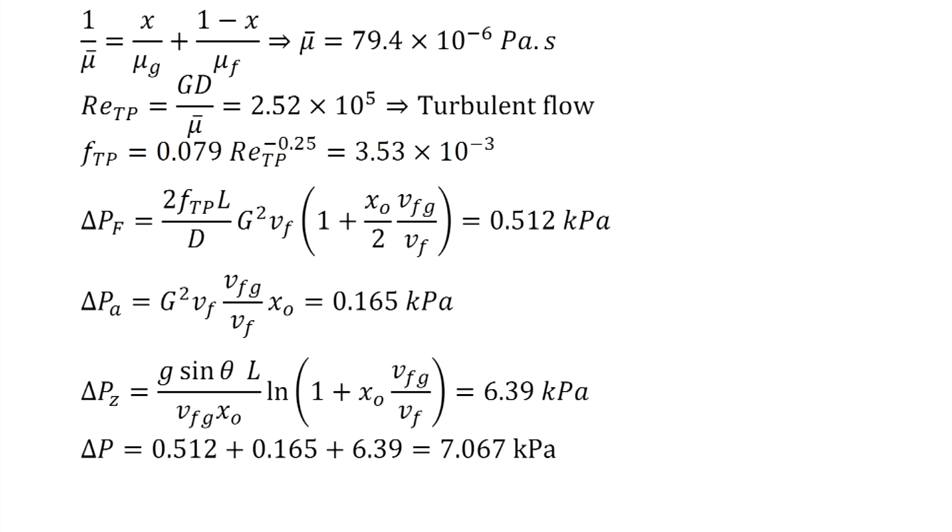In delta Pa also we substitute the values and get 0.165 kilopascal and delta Pz after substituting the values and calculating we get 6.39 kilopascal. Then after adding these pressure drops we get the total pressure drop as 7.067 kilopascal.